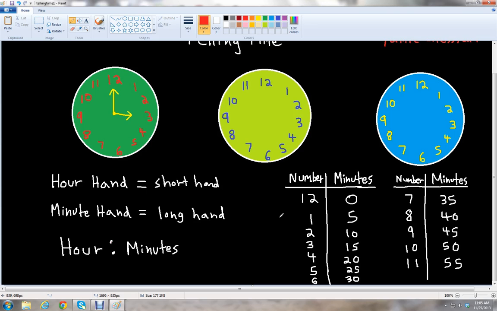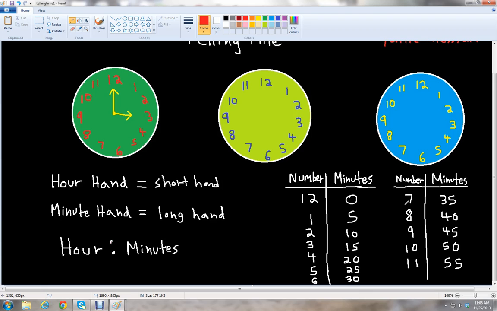So the way we determine the minutes for each of the numbers is that 12 starts at the beginning of the hour. So we have 0 minutes for 12. And then the number 1 will represent 5 minutes. The 2 is 10 minutes. 3 is 15 minutes. And then we have 4 is 20 minutes. 5 is 25 minutes. And 6 is 30 minutes, so this is half the hour.